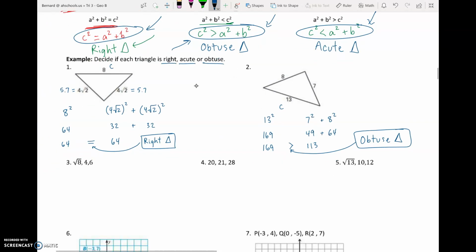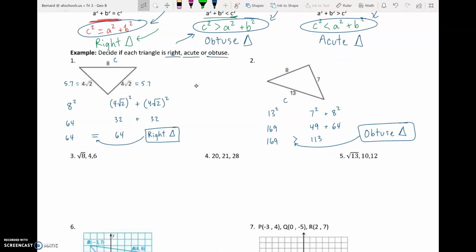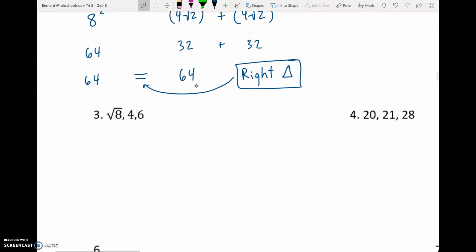All right. So that's the idea here. Square C by itself, square A and B together and add them together, and then compare. Are those two numbers equal? Are they greater? Are they less than? And then that'll tell us which kind of triangle we have. So let's do a couple more.